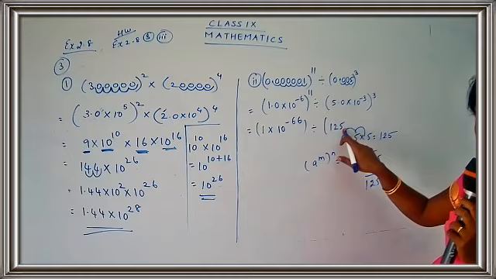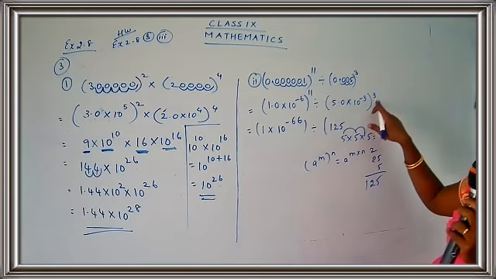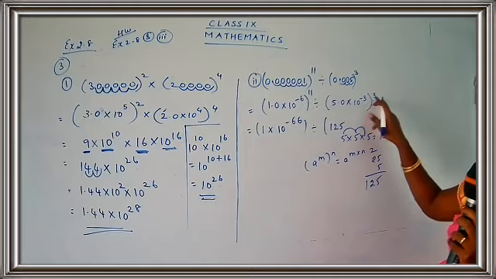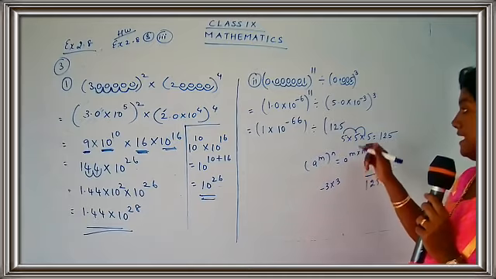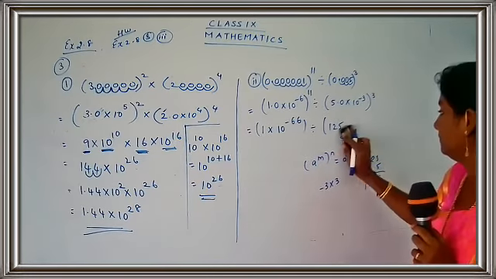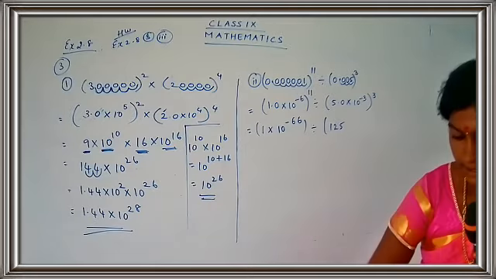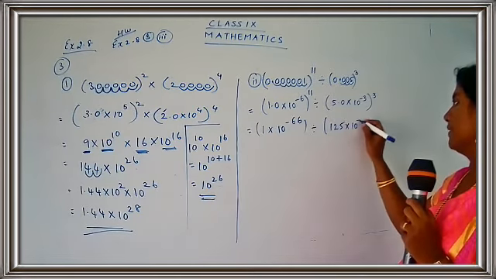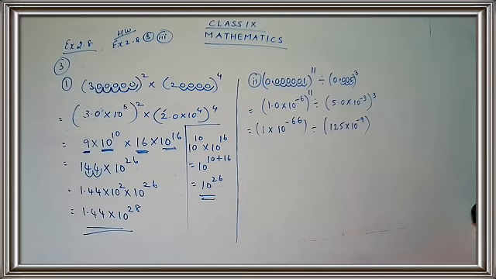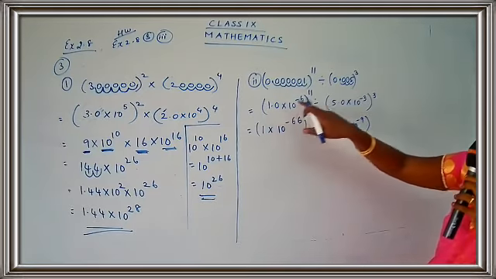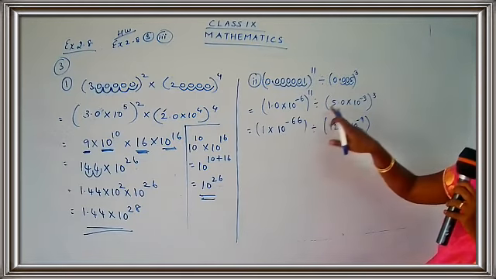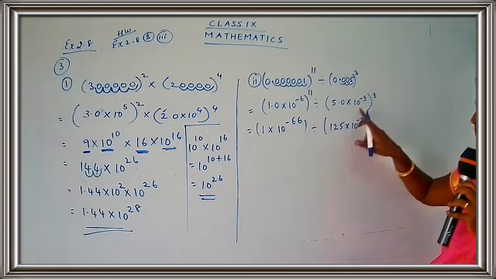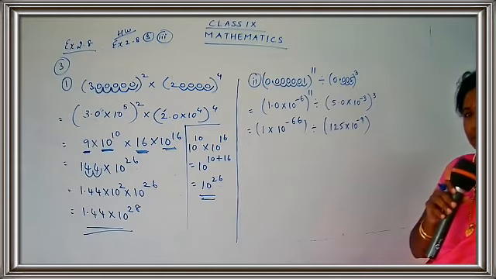I get 125. 10 raised to minus 3, whole cube. So it's minus 3 into 3, minus 9. Yes, so I get here into 10 raised to minus 9. So I get the answer as 1 into 10 raised to minus 66. Yeah, it's minus 66. I get 1 raised to 11 as 1. 10 raised to minus 6 into 11 is minus 66. 5 cube is 125. 10 raised to minus 3 into 3, so minus 9.